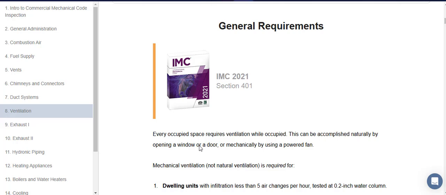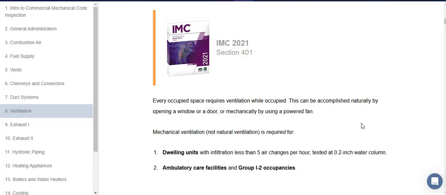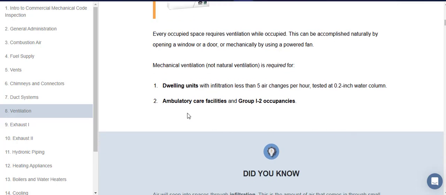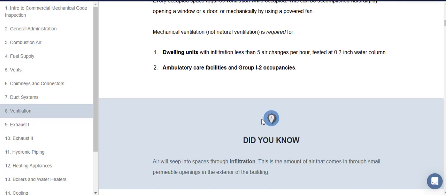General requirements. Every occupied space requires ventilation while occupied. This can be accomplished naturally by opening a window or a door, or mechanically by using a fan. Mechanical ventilation, not natural ventilation, is required for: 1. Dwelling units with infiltration less than 5 air changes per hour, tested at 0.2 inch water column. 2. Ambulatory care facilities and Group I-2 occupancies.